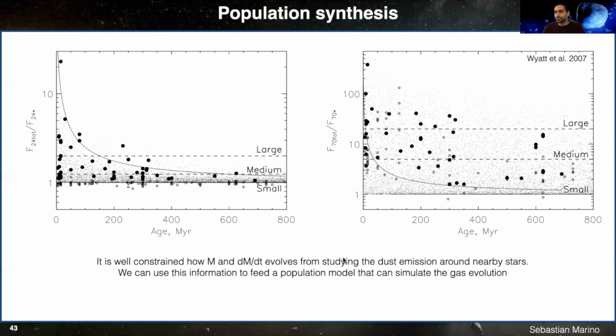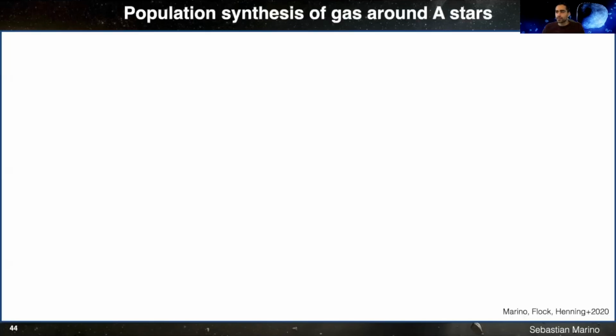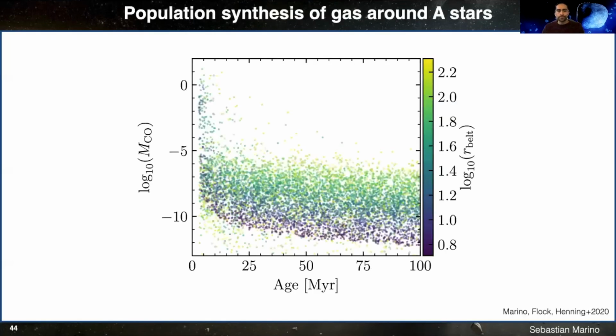So if we do that, and we simulate thousands and thousands of systems, what we find is the following. This figure over here shows the CO mass in a given system in log scale as a function of age, where the color is the radius of that planetesimal belt in that system. And this is for a whole population, a complete population, but observations usually have biases.